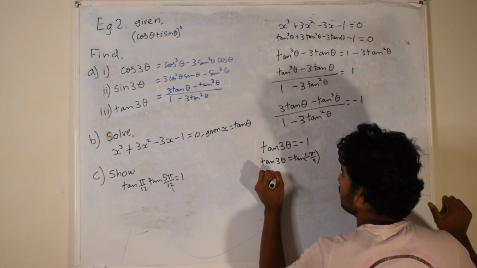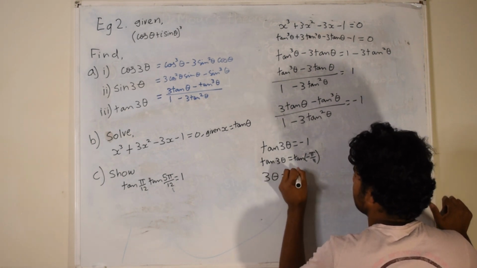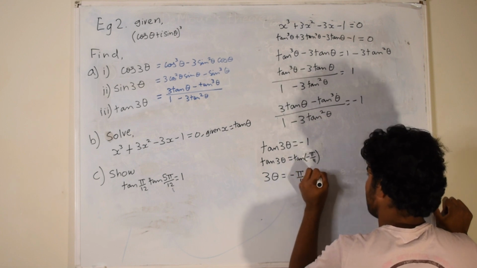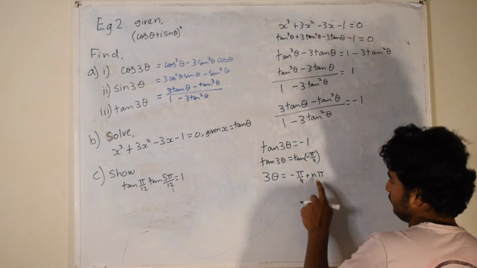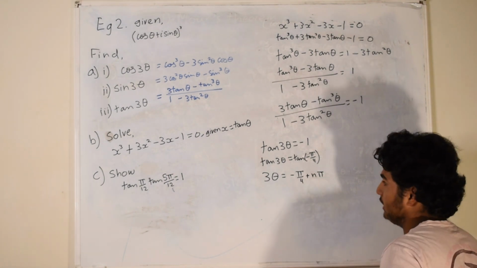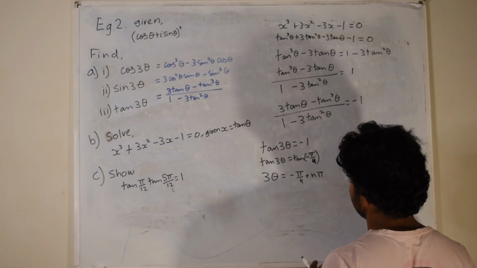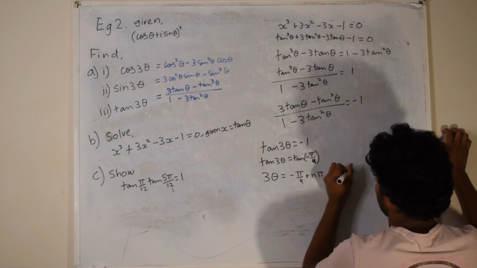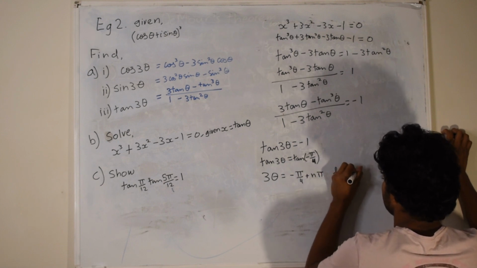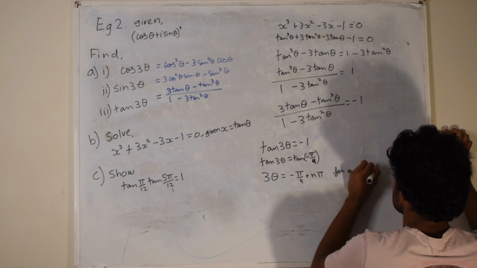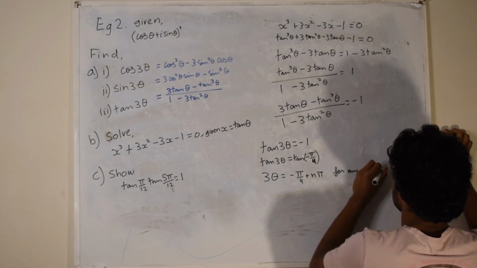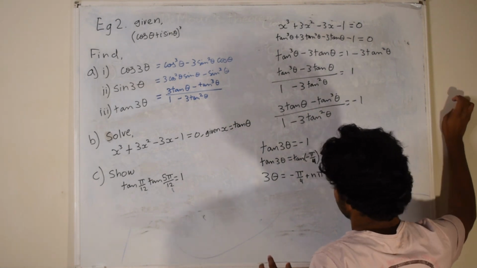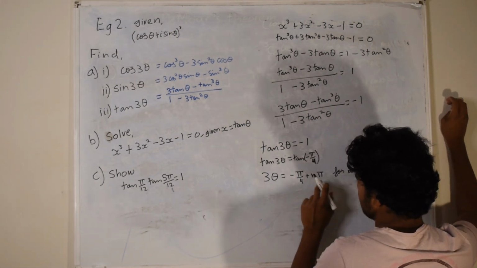equals to negative pi upon 4 plus n pi. We've got to use the constant n pi here. From here, okay, I can just write for any integer n. So what we can do here, we can now sub in values for n.